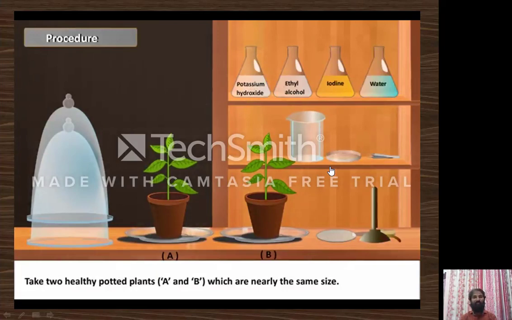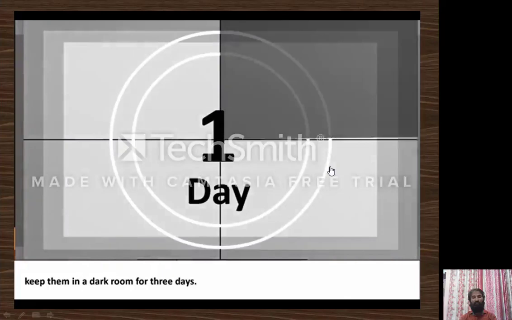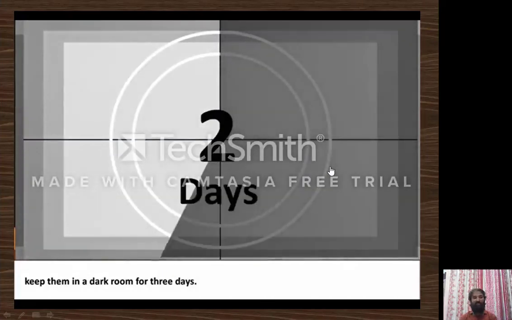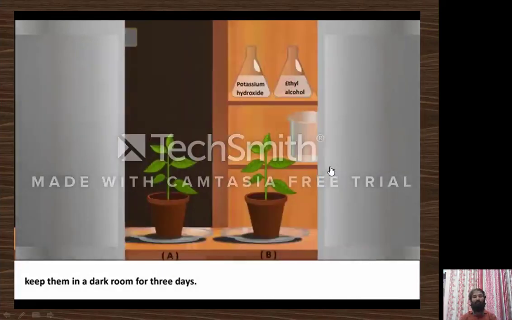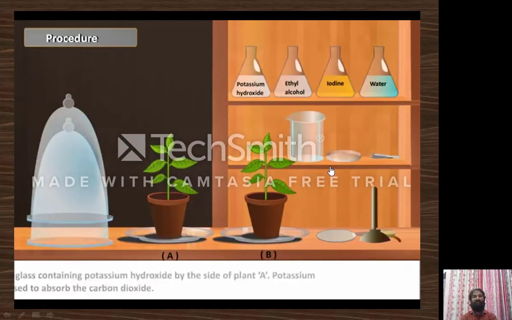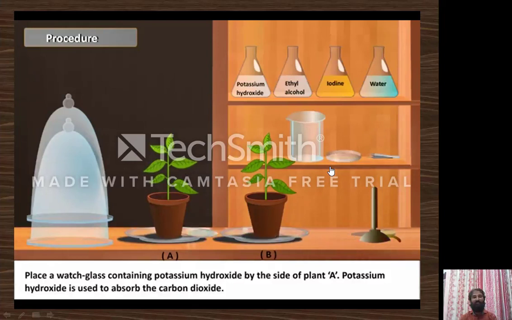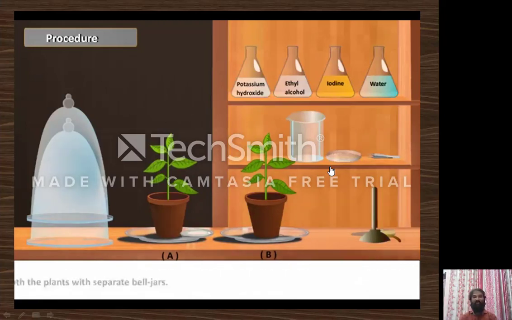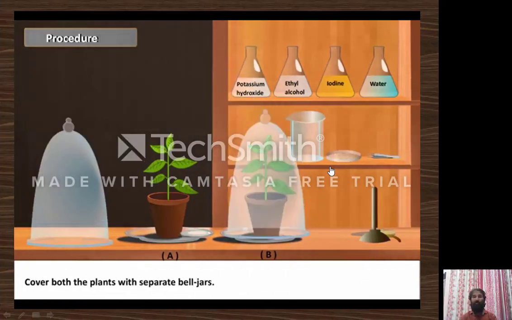Now the procedure. Take two pots, pot A and pot B, and keep them in a dark room for 3 days. After 3 days, each plant is placed on a glass plate. Take a petri plate and pour potassium hydroxide. Now take the bell jar. When we pour the potassium hydroxide, what will happen? It absorbs the carbon dioxide.